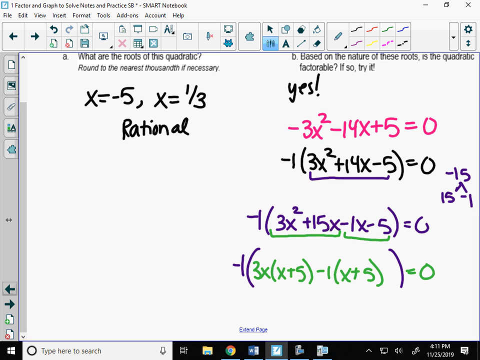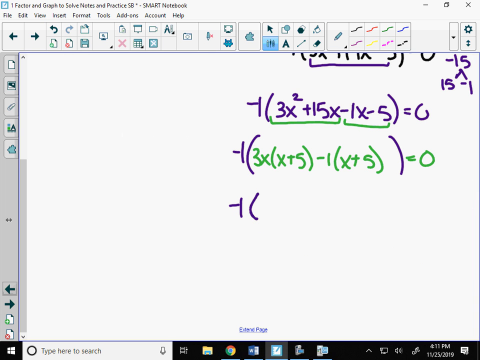And I'm almost there. So this negative 1 just still kind of hangs out in front. My factors are 3x minus 1 and x plus 5. Now, if I set those equal to 0, so I could factor it, that's good. Now, if I set those equal to 0, remember, this negative 1 doesn't have an x, so I don't have to set that factor equal to 0. I do have to set both factors that have an x.